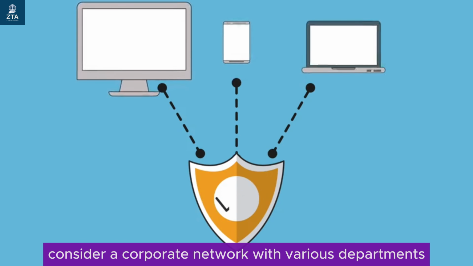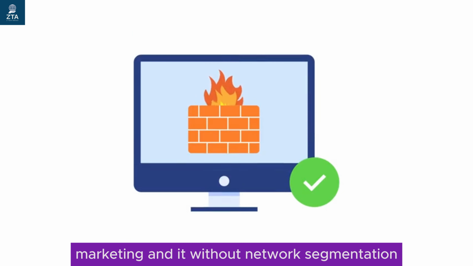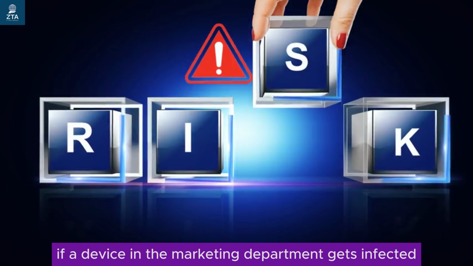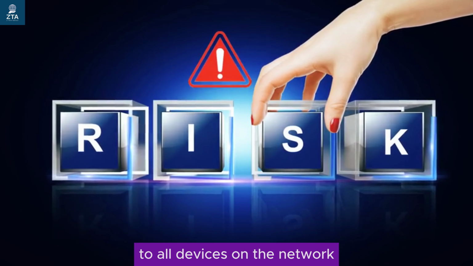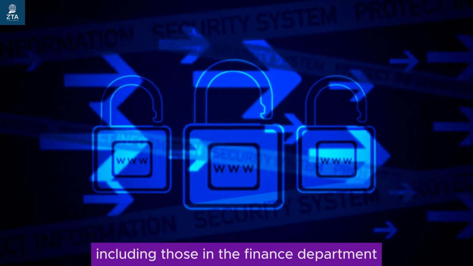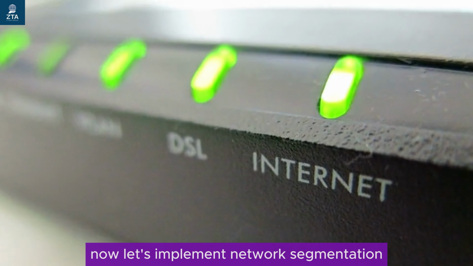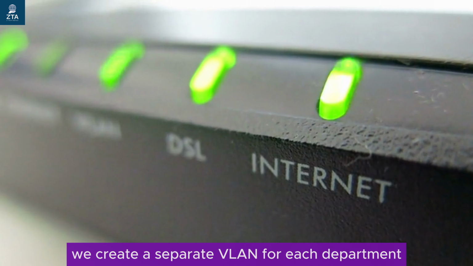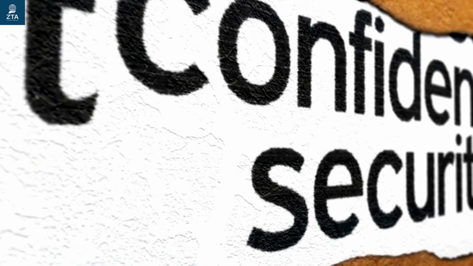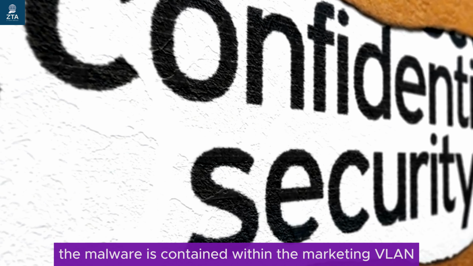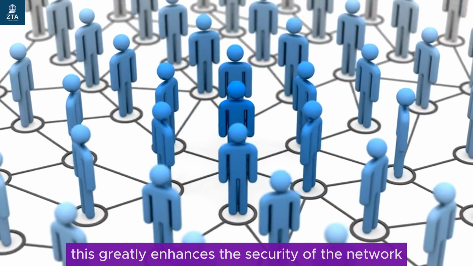Consider a corporate network with various departments such as human resources, finance, marketing, and IT. Without network segmentation, if a device in the marketing department gets infected with malware, it could potentially spread to all devices on the network, including those in the finance department, leading to a major security breach. Now, let's implement network segmentation. We create a separate VLAN for each department. If a device in the marketing department gets infected, the malware is contained within the marketing VLAN and can't spread to devices in other VLANs. This greatly enhances the security of the network.